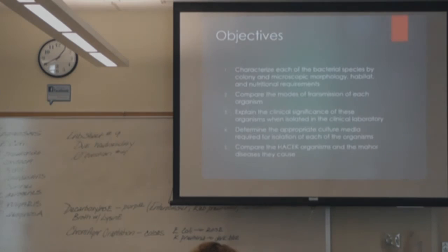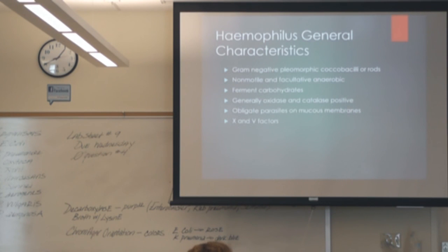Alright, so on this particular group of organisms, these are the ones that require special nutrients and environmental growth factors for isolation and identification. Particularly, you're going to see higher CO2, okay? But Haemophilus in general, here are your characteristics, okay? So I would know this slide. That would be a good multiple choice question right there, okay?